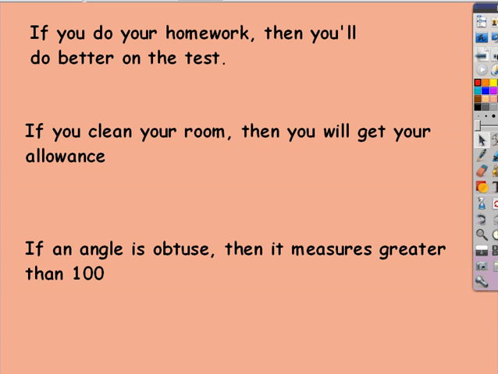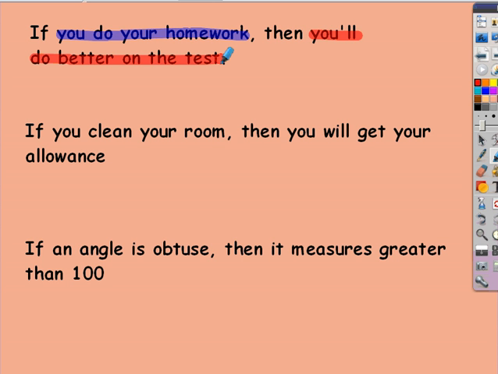All right, so I have some examples. If you do your homework, then you'll do better on the test. In this case, the hypothesis is always the words right after the word if. You do your homework is the hypothesis. If the hypothesis, then the conclusion will be you'll do better on the test. There's my conclusion. So the hypothesis is always after the word if. The conclusion is always after the word then.